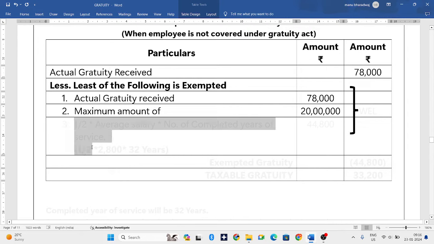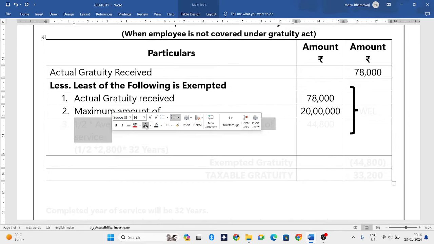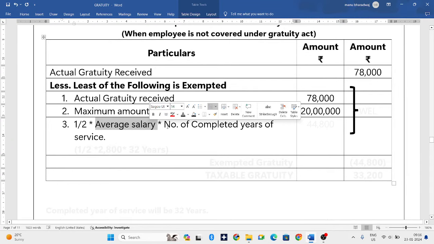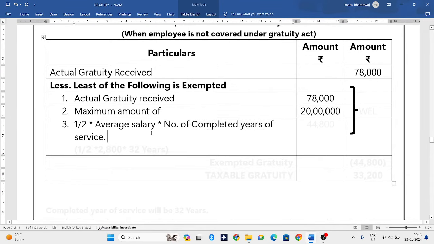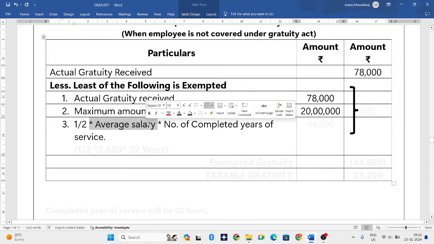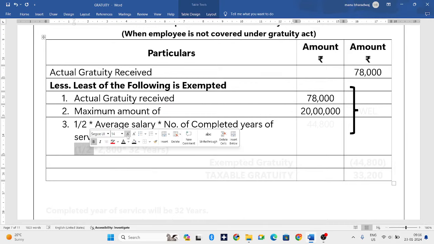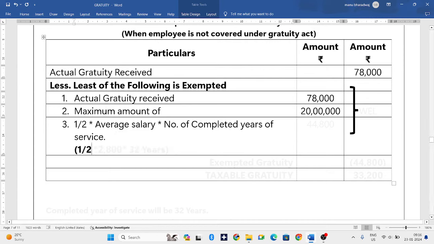The third exemption will change a bit. That is half into average salary into number of completed years of service. Average salary should always be taken for 10 months: the 10 months preceding the month in which he retires. So first will be half into average salary.